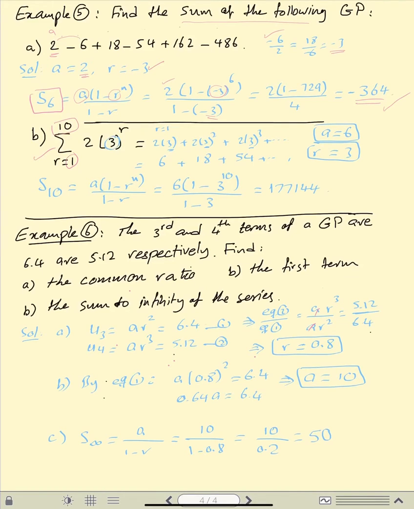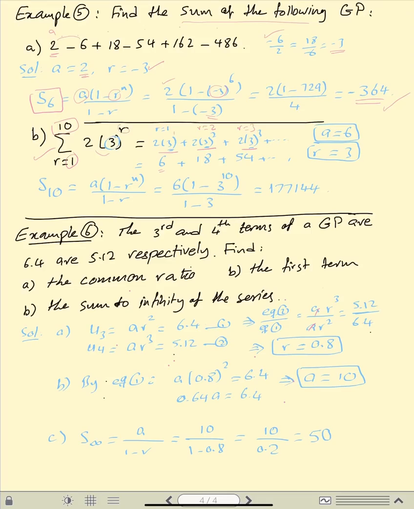The best way, if it didn't come to your mind as a student that A is 6 and R is 3, is to just write the first 3 terms. If R is 1, this is 2 times 3 to the power of 1, which is 6. Second term, when R is 2, 2 times 3 squared, which is 18. When R is 3, 3 cubed is 27 times 2 is 54.